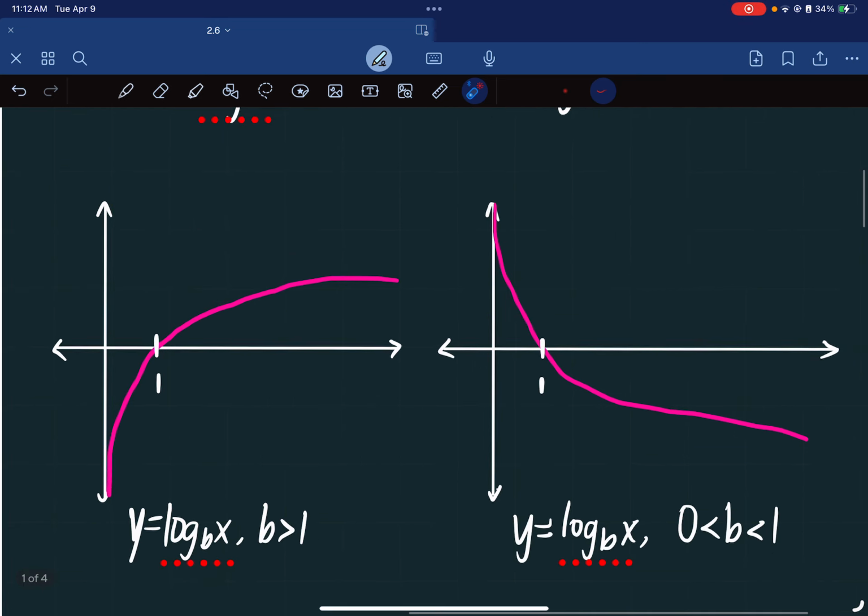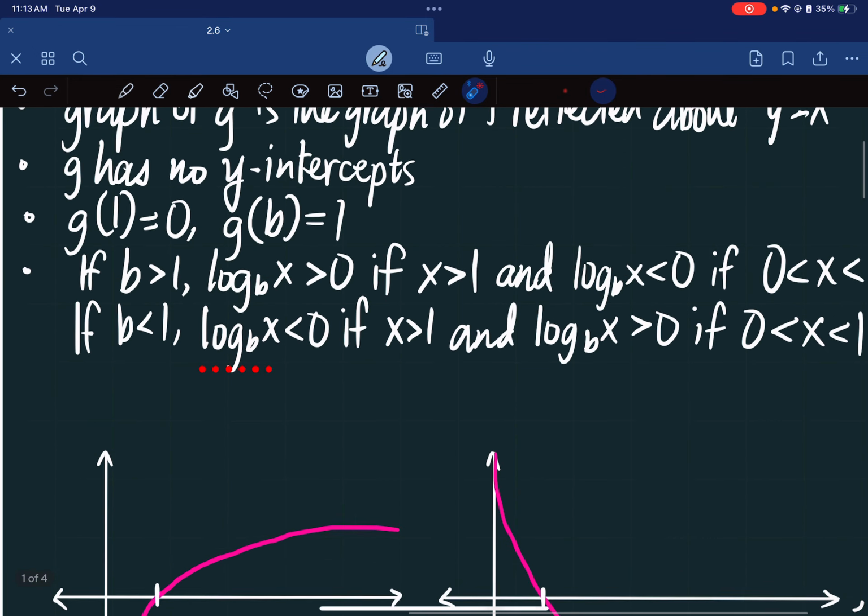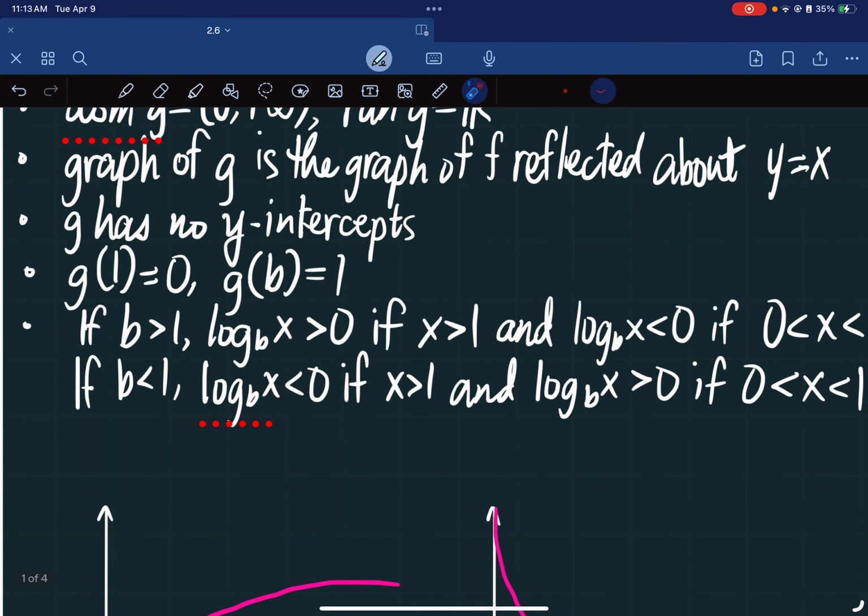So first one, we have the graph of y equals log of x base b, where b is greater than 1. As we can see, as we approach the y-axis, it just goes down but does not really touch this line right here. And similarly, for y equals log of x base b, where b is in between 0 and 1, as we go to 0, the function just goes up, but it doesn't actually cross this line. Therefore, your logarithmic functions do not have y-intercepts.